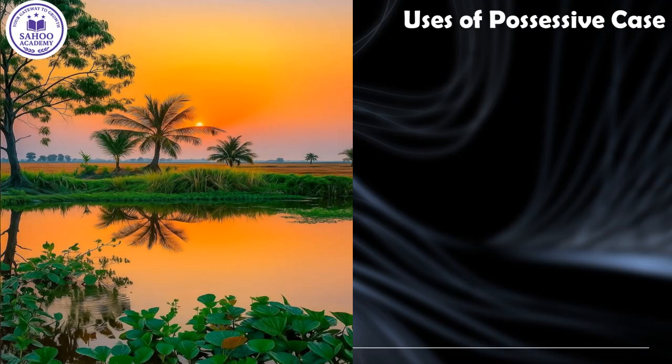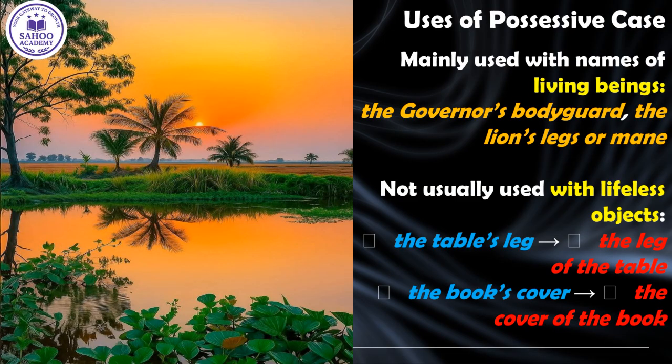Clear? Now let us see the uses of possessive case. The possessive case is mainly used with names of living beings. For example, the governor's bodyguard, the lion's legs. Here, the possessor is a living being, so using apostrophe s is correct.